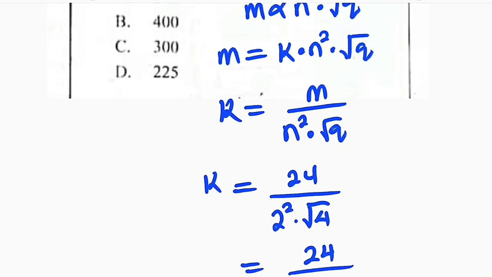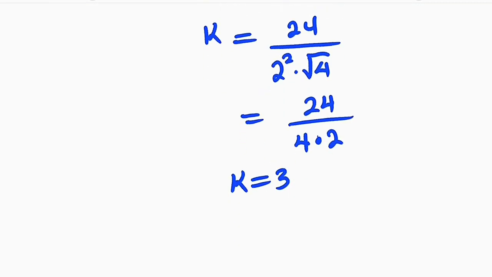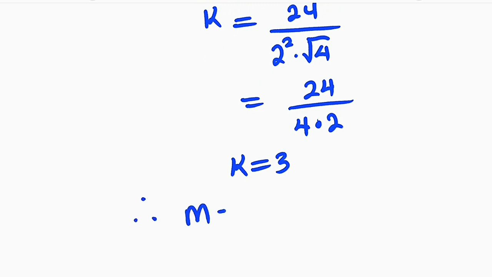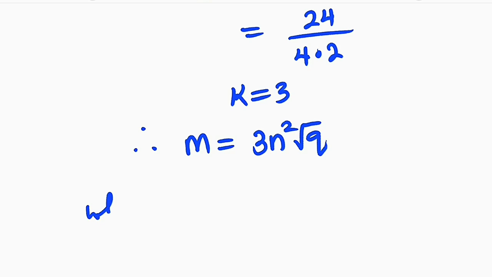Therefore, we can substitute the value of k back into the given equation. Let me just substitute directly. We have m equal to 3n squared multiplied by the square root of q. So this is the equation connecting m, n, and q. But we are asked to find m when n is 5 and q is 9. So we are going to substitute n equal to 5 and q equal to 9 in order to find the value of m. Let me write it here.